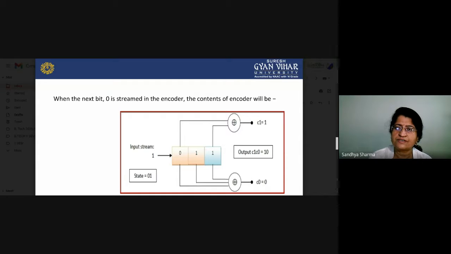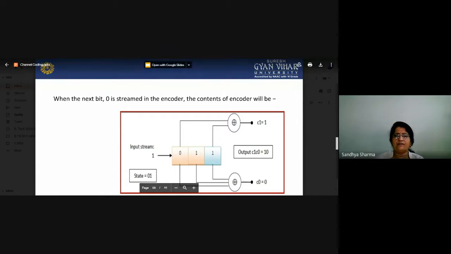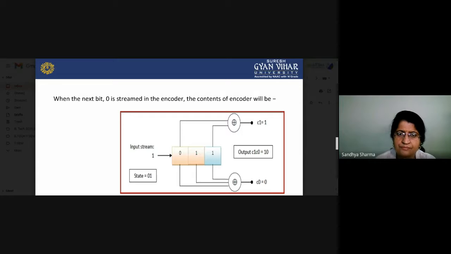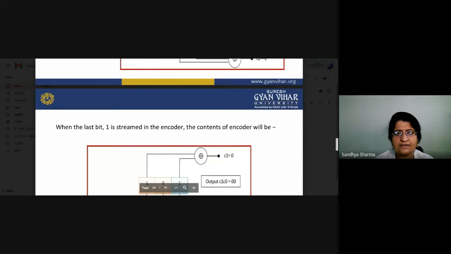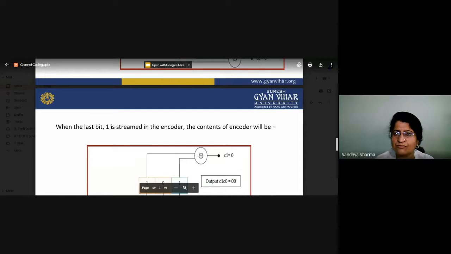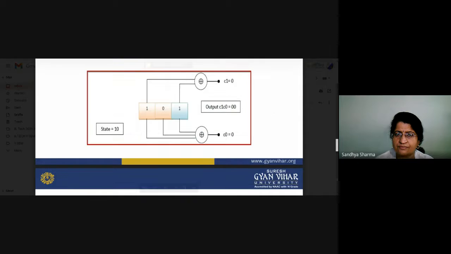Now in the input stream, you will enter this. It will again be shifted here, and now your third bit will be entered. So what is the state? The state will be 0 1. Now after addition, the last bit 1 is streamed into the encoder, the content of the encoder.